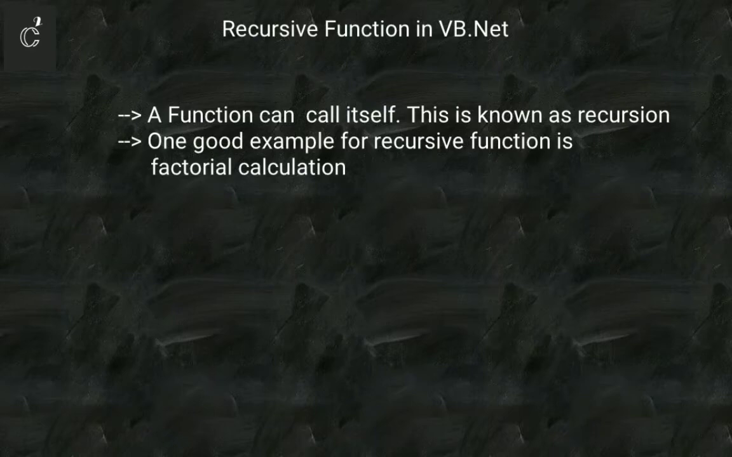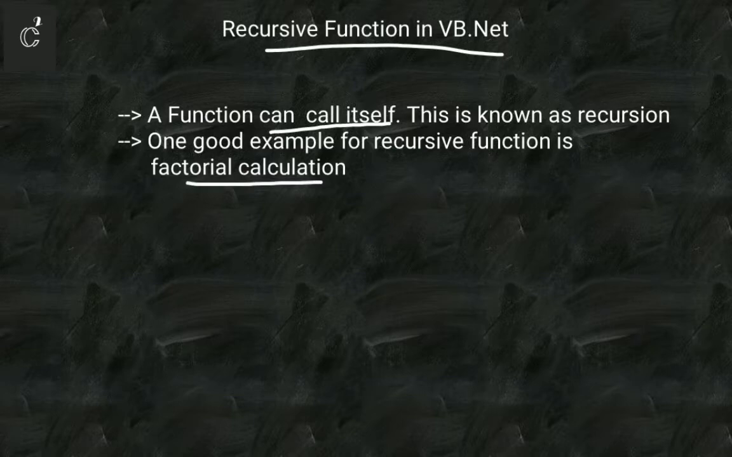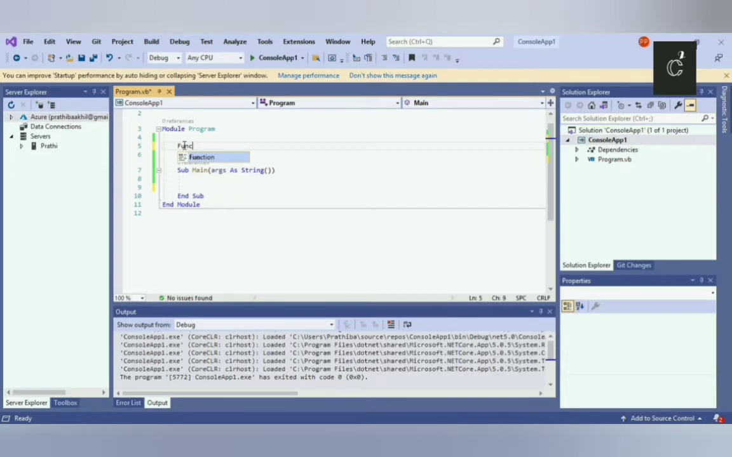Recursive function in VB.NET. A function which calls itself to perform a particular task repeatedly is called a recursive function. One good example is factorial calculation. So let's get into the example and understand how it actually works.